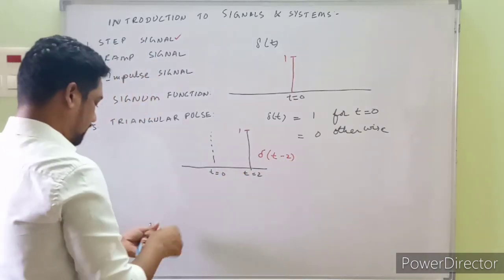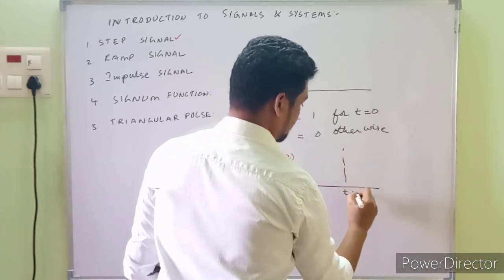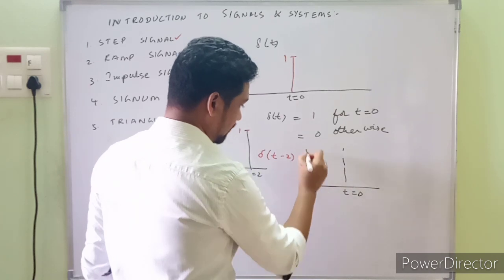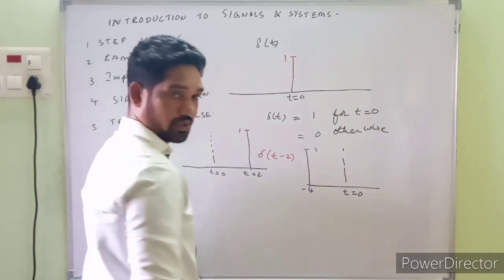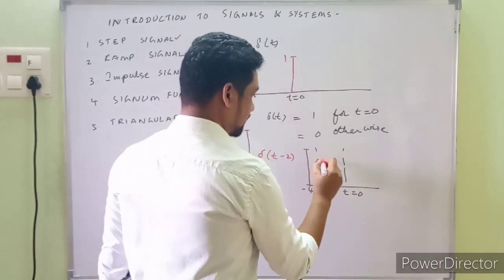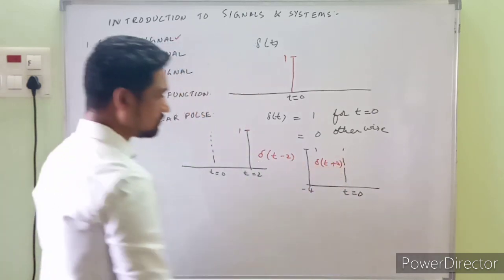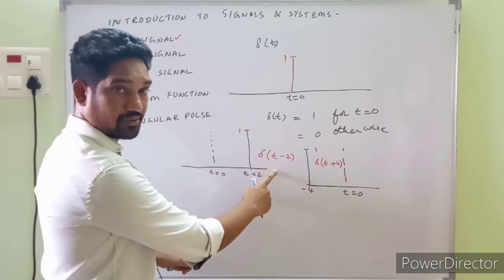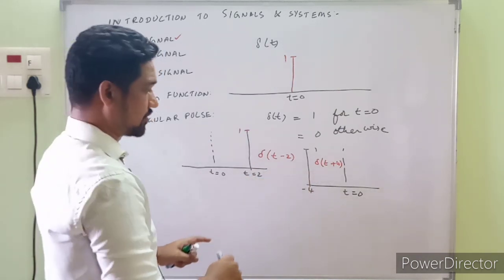What about this one? What if we have a del function like this? It's not at t equal to 0. We don't have that, but we have the impulse function with a unit amplitude at minus 4, something like this one. Now this will be represented with del of t plus 4. This is the difference. That's why it's called delayed impulse, advanced impulse. Right, this is the representation.